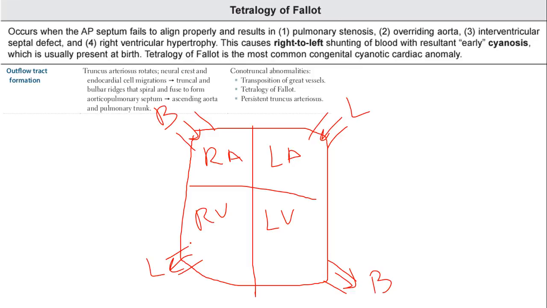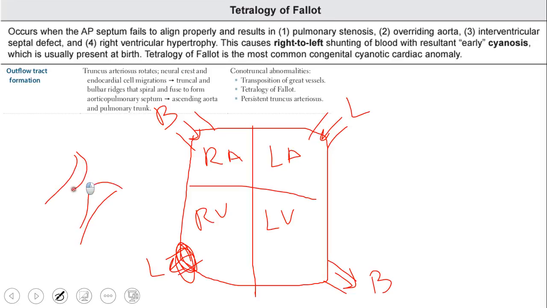What's happening here is that the first thing you have is something called pulmonary stenosis. So right here, this little opening, normally it would be nice and big. It's not nice and big. It's very narrow. It's stenosed. So there's not very much blood that can get through there. That's the first thing. The second thing you have is something called an overriding aorta. Okay, so this is the aorta here. That is overriding.